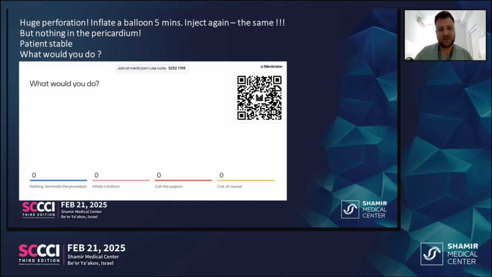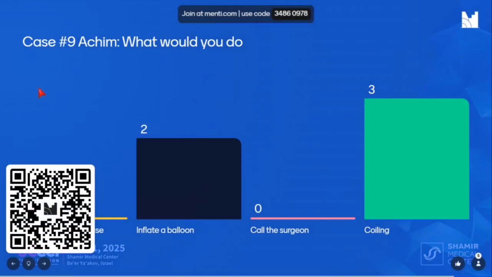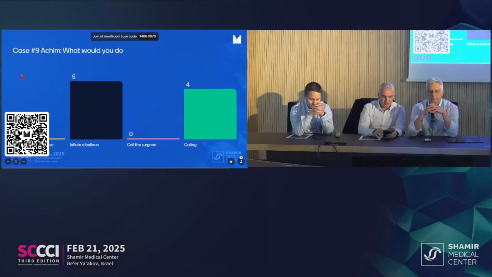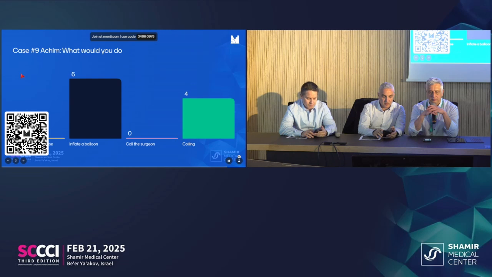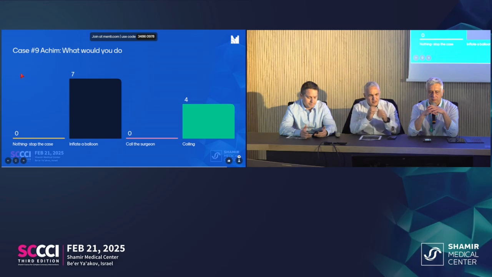Of course, one option would be to inflate a balloon. One would be nothing, just to finish the procedure. One would be to call the surgeon, and the 4th option would be coil. Of course, you need to seal the perforation. What about lipid or fat injection? Yes, coil or fat. But it's important to note that we inflated the balloon 5 minutes and we injected again, and the image was the same, so it remained the same.